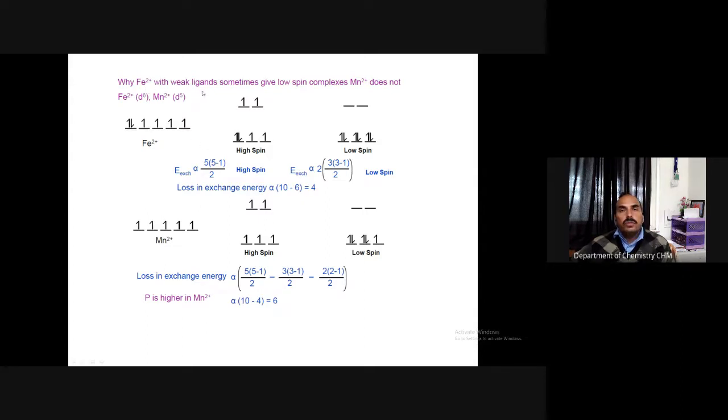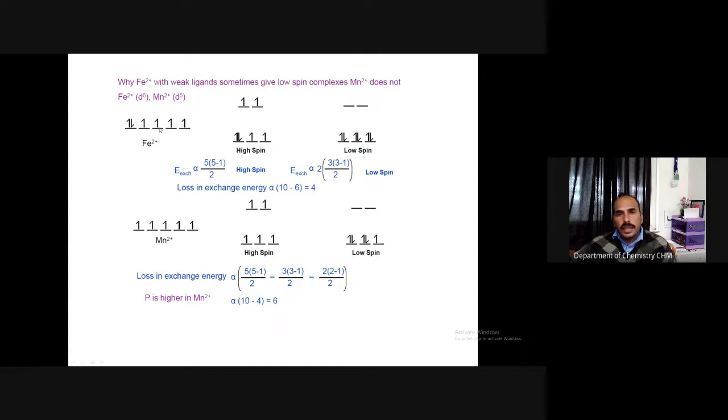While iron 2 with weak ligand sometimes forms low spin complexes, manganese 2 does not. Right, so you see over here, iron 2 has a d6 configuration. Manganese 2 has a d5 configuration. So manganese 2 has a higher exchange energy which it will not like to lose. It will like to retain these 5 spins.